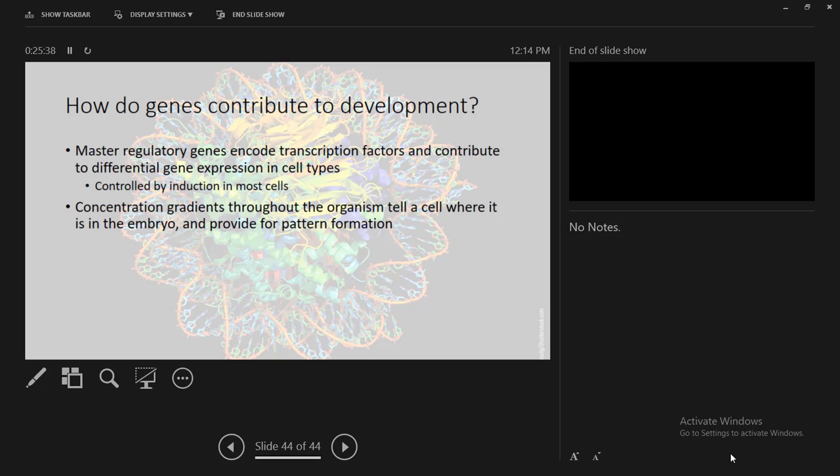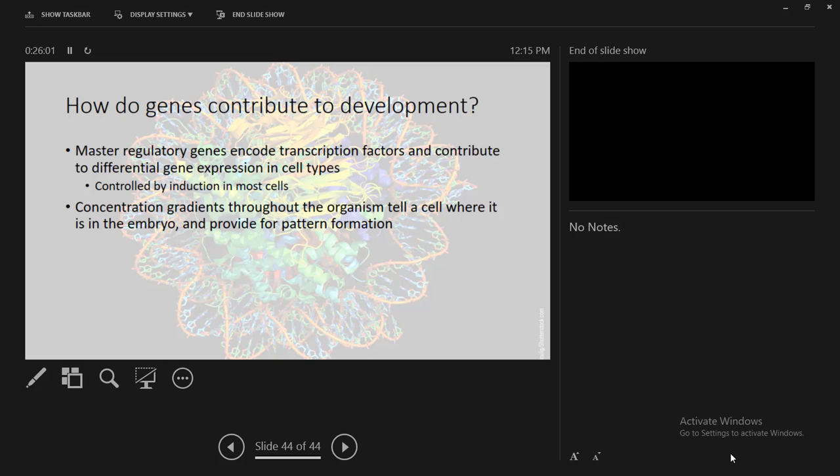And so it basically creates a concentration gradient, where at one end, say the posterior end, the concentration is high there. At the anterior end, the concentration is very low. And so the cells basically know where they're at in the embryo based on the concentration of those chemicals.